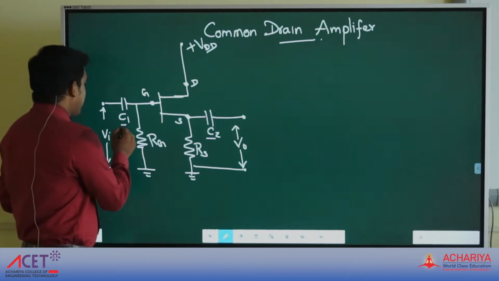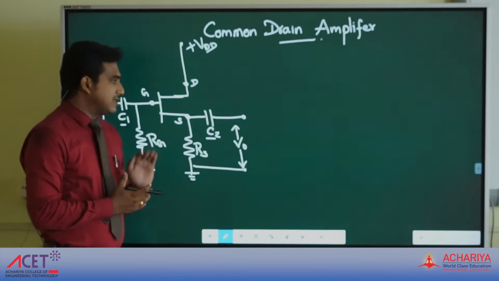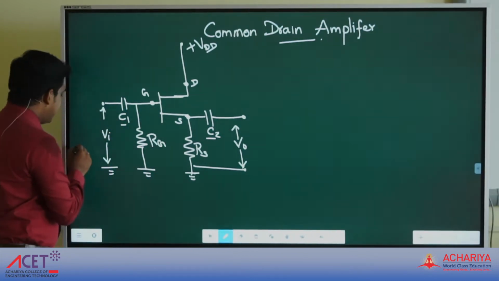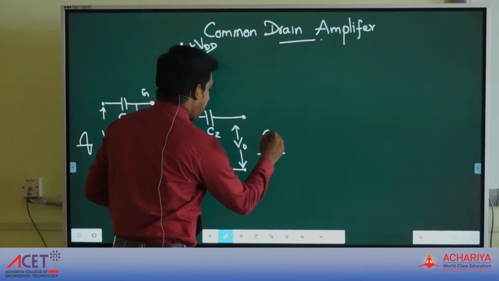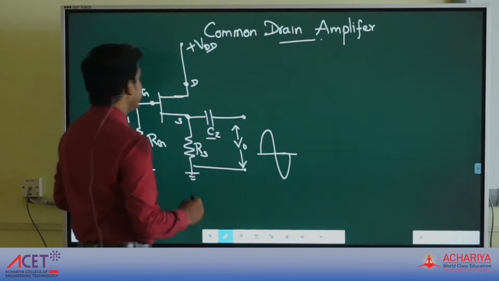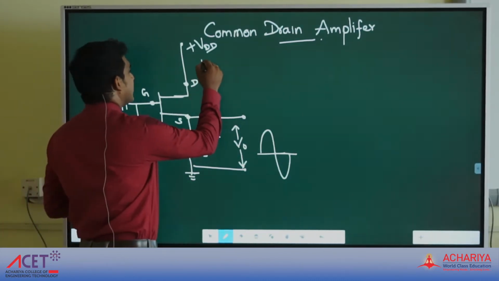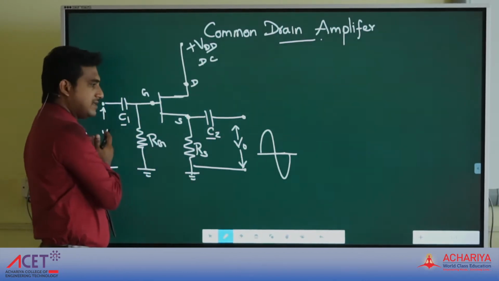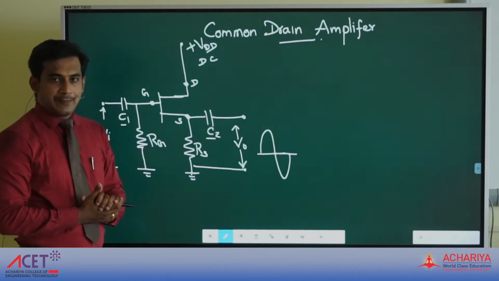Here there are two capacitors, C1 and C2. The role of these capacitors is to isolate the DC component from the AC component. Input we give as an AC signal and output we also get as a boosted, amplified AC signal. But the transistor needs an active DC voltage, so we give plus VDD DC voltage. These capacitors isolate the DC and AC components. That's why we call C1 and C2 coupling capacitors.